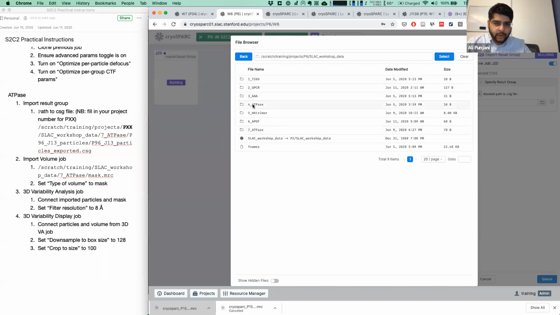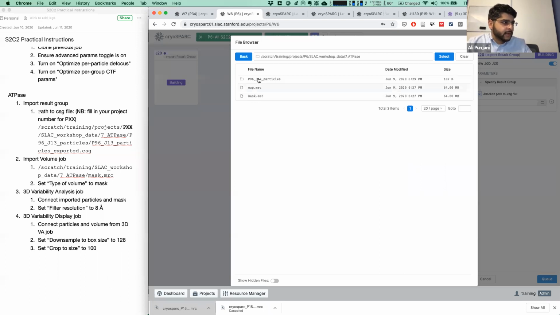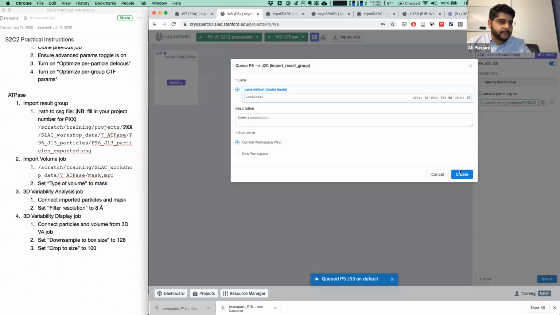There's also dataset number 4, ATPase. That folder is accidentally empty. Dataset number 7 is the one we're using. And look inside the particles folder and you will find a CSG file. So select that, and that's going to import all of our particles that we need.